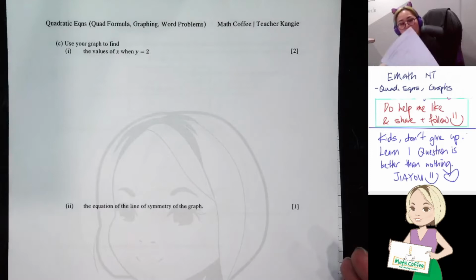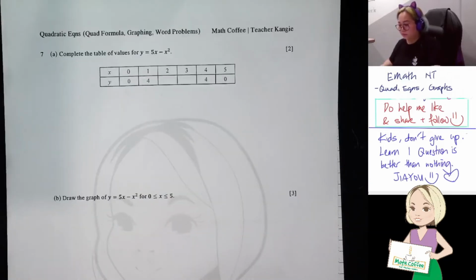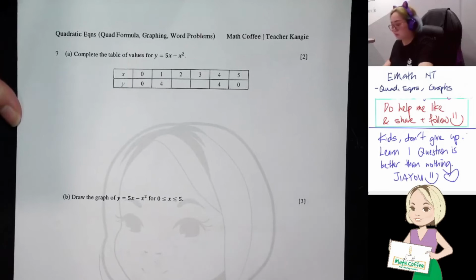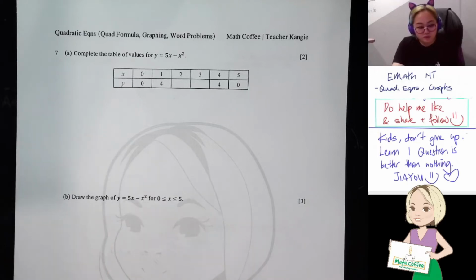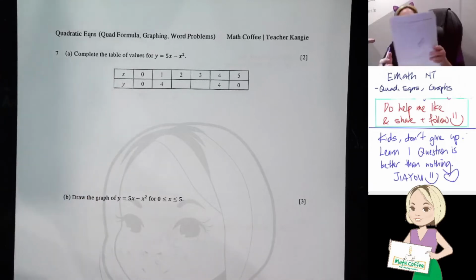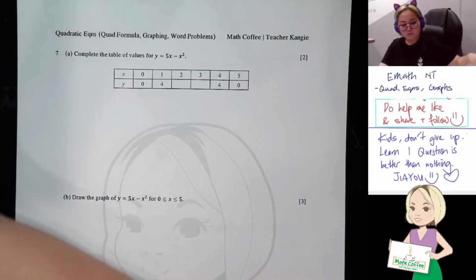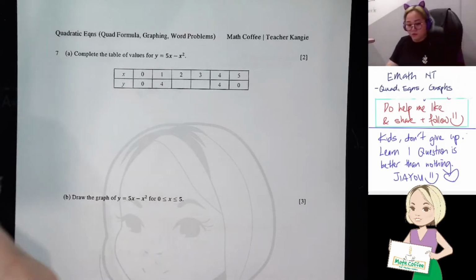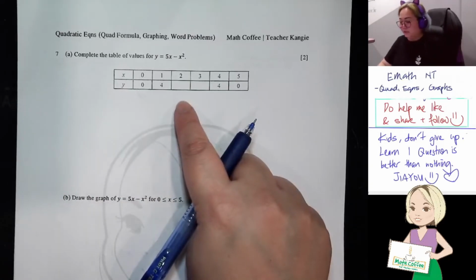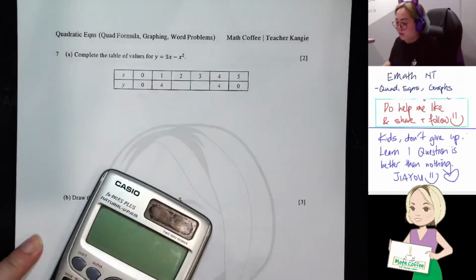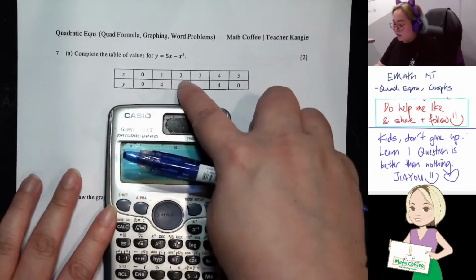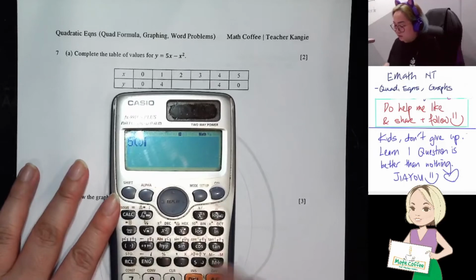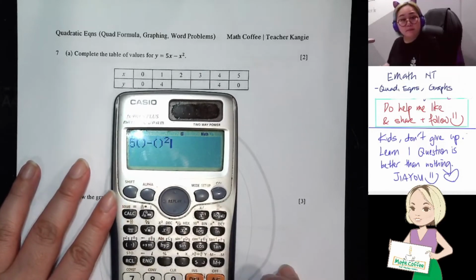Okay, so now let's move on to question number 7. So question number 7 also asks us to draw a graph. So I have drawn it previously. Let's fill in the table first. Let's fill in the table. So they say complete the table of values of y is equals to 5x minus x squared. So over here, I'm going to do the same thing. I'm going to put in 5x, so use bracket minus x squared.